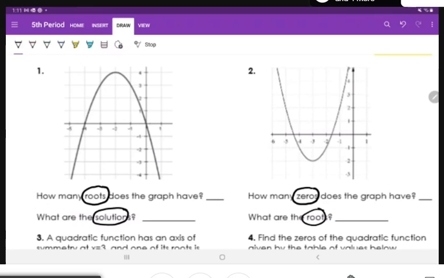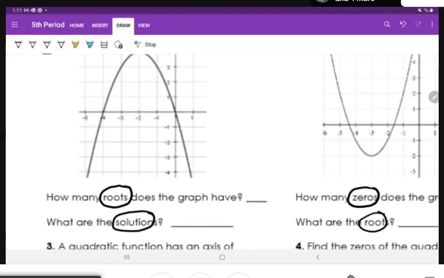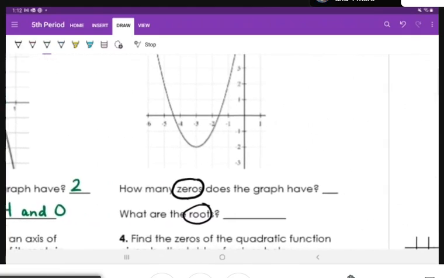So questions 1 and 2 were really just about terminology, making sure you understood that what we're asking for is our x-intercepts. That's what roots are. That's what solutions are. That's what zeros are. So in problem 1, this graph has 2 solutions, 2 roots, because the parabola crosses the x-axis at 2 different places. And those places happen to be -4 and 0. Literally everyone's paper that I saw today got this right. So I think everybody has a good understanding of this problem, as well as number 2.